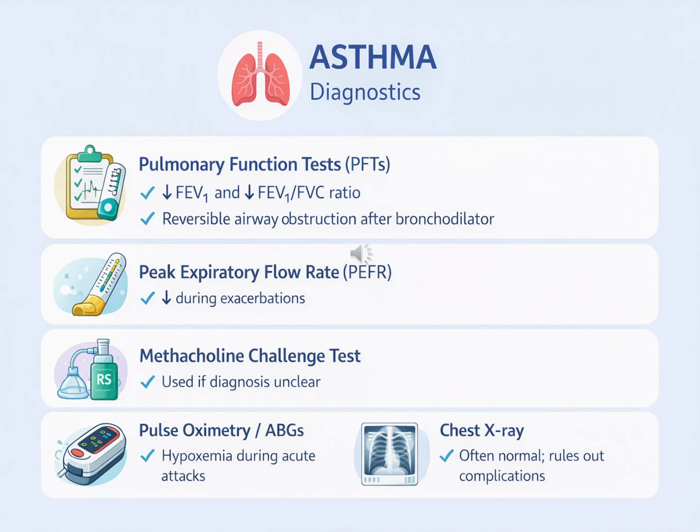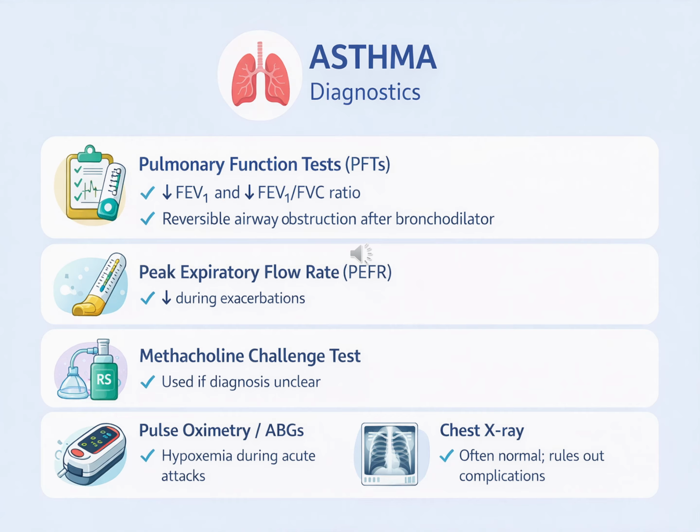For asthma diagnostics, pulmonary function tests are the cornerstone of asthma diagnosis. Findings typically include a reduced FEV1 and a decreased FEV1/FVC ratio that improves after bronchodilator administration. FEV1 is the forced expiratory volume in 1 second, while FVC is the forced vital capacity, which is the total air exhaled forcefully. The peak expiratory flow rates are useful for monitoring disease control and detecting early exacerbations.